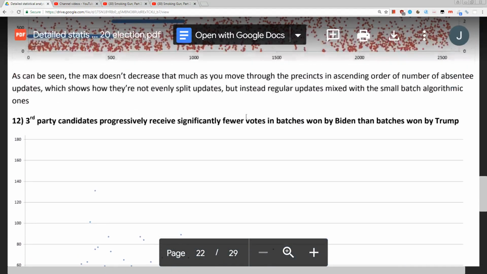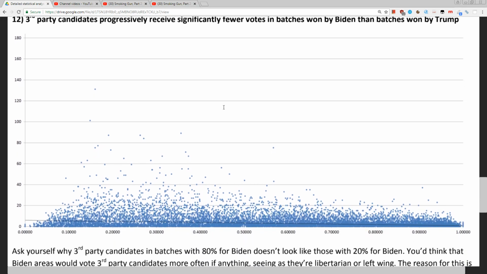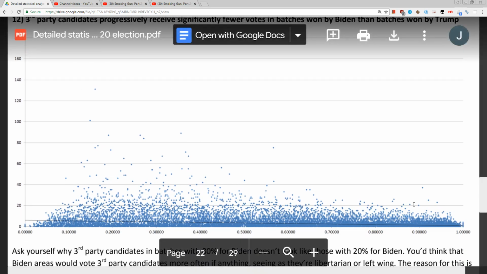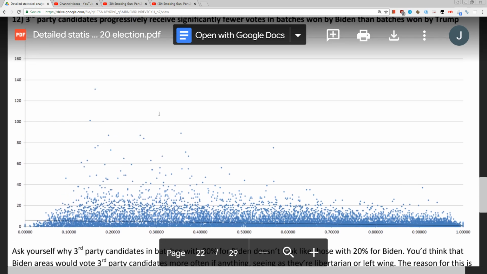And then you have third-party candidates progressively receiving significantly fewer votes in batches that go for Biden versus batches that go for Trump, which makes no sense, because Libertarian candidates are closer to Biden's ideology. So it wouldn't make sense that in the batches Trump wins, there are more votes for these candidates. You'd think the precincts that have that ideology would vote more for these third-party candidates, particularly Jo Jorgensen, which is actually, I think, the majority.